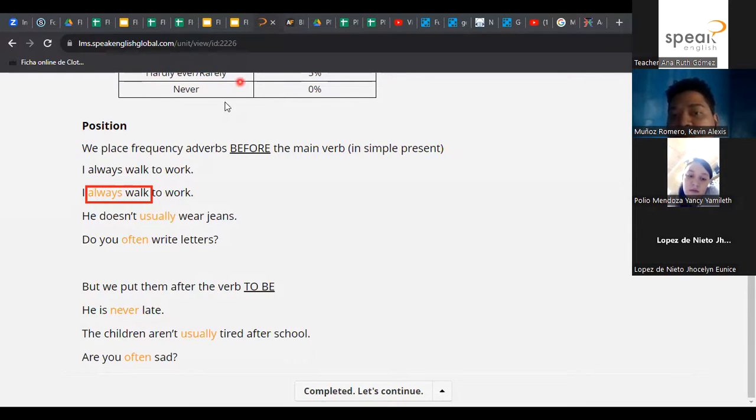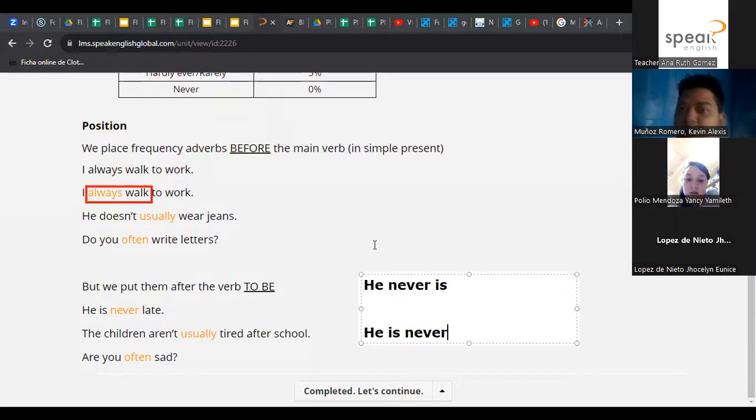So for example, he is never late to class, right? It's not possible to say he never is. He never is. No, this is not correct. He is never, okay? He is never. Pay attention to the position of the adverb of frequency after the verb. And when you have other verbs, it's before. You have to pay attention to this little detail. The order is not the same.